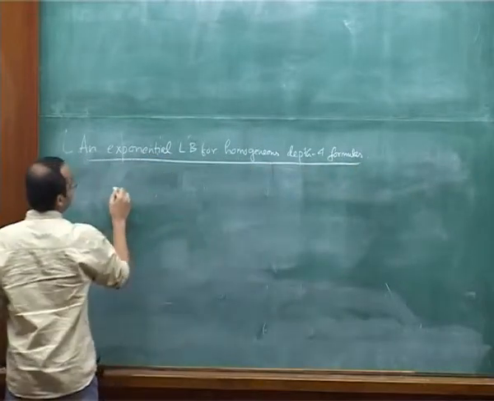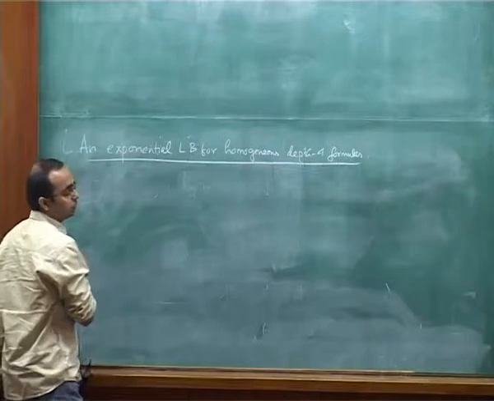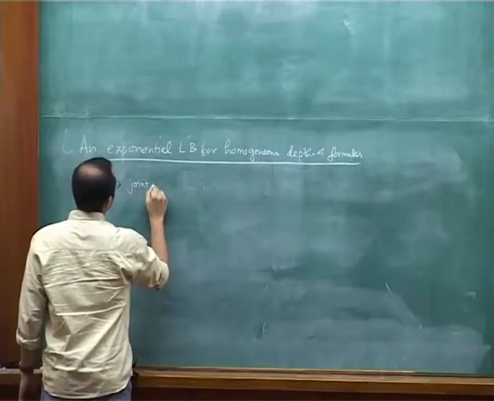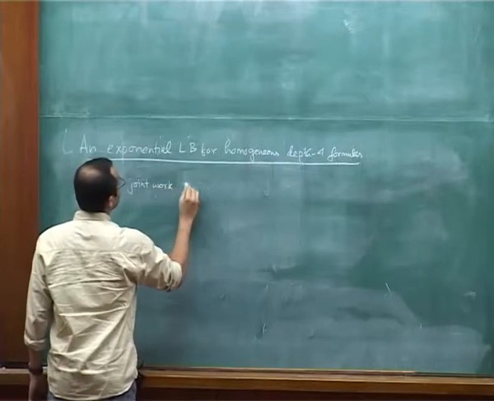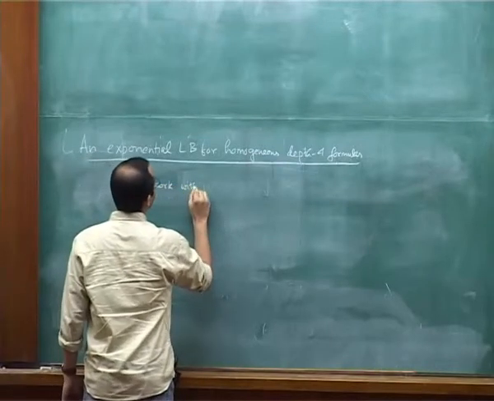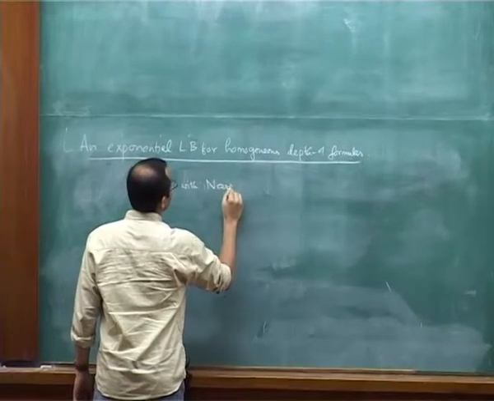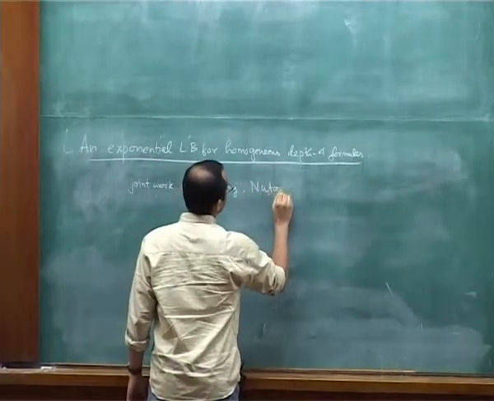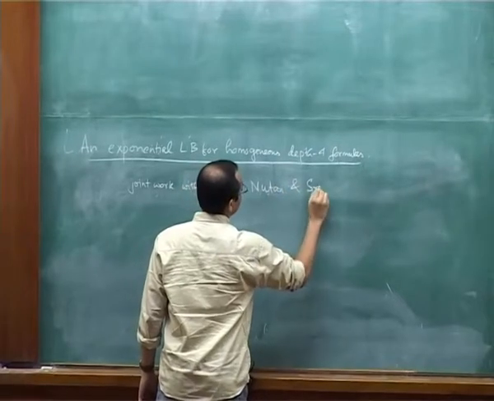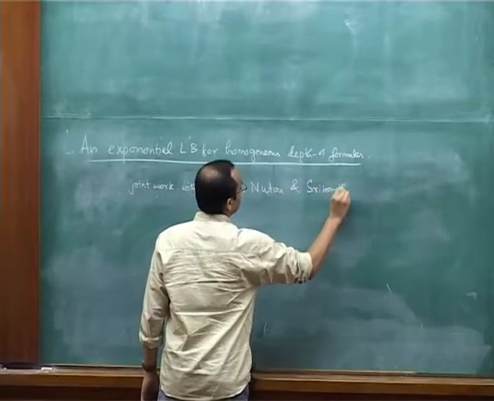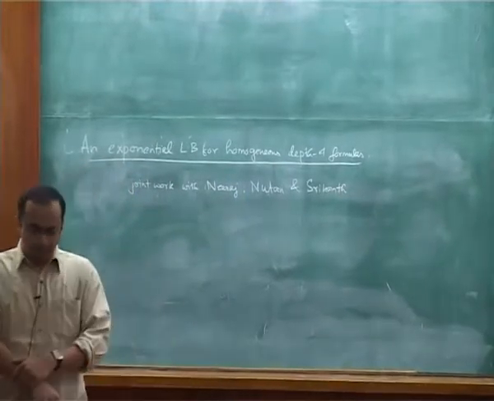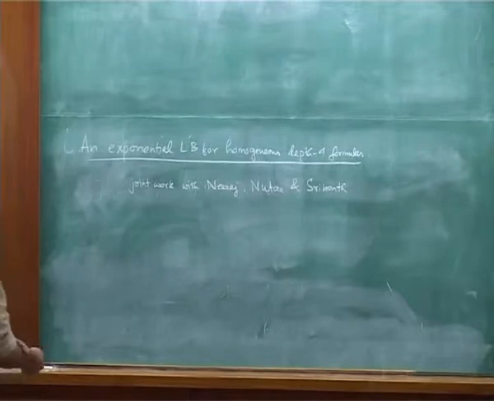Okay, so the talk would be on a lower bound for homogeneous depth-4 formulas, and it's a joint work with Neeraj, Newton, and okay, so please feel free to stop me anytime if there is any confusion.